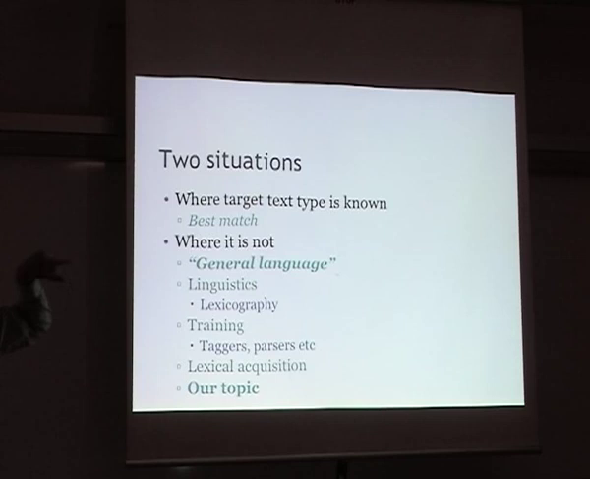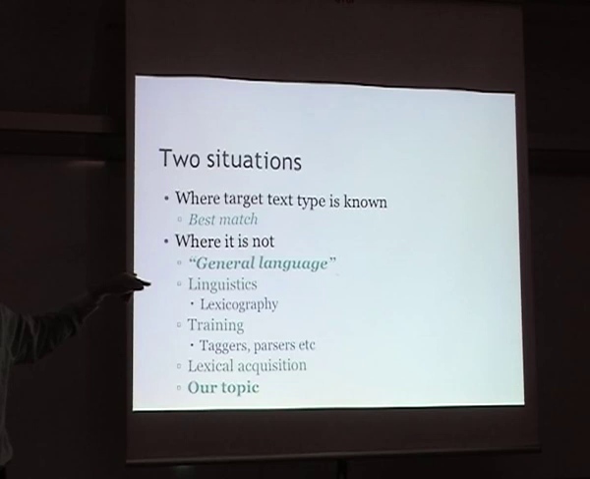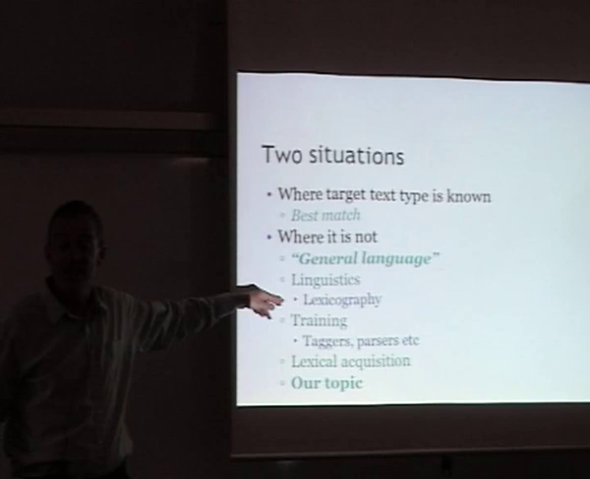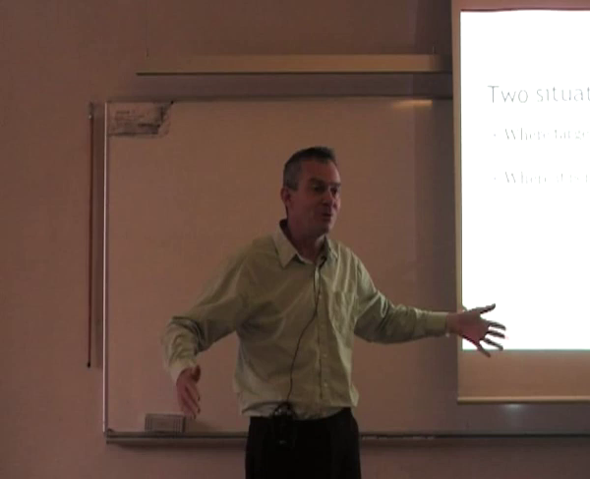But that's not the situation I'm going to talk about. I'm going to talk about the situation where the text type isn't known, where we want to do something about general language. That's usually what we want to do. That's usually what we want to talk about in linguistics. Linguistics really wants to find out what the grammatical constituents of a language are. It doesn't really want to ask what the grammatical constituents of newspaper text are. It wants to ask a broader question than that. That's the usual situation in linguistics, and particularly in lexicography, where it's a central principle of general language lexicography that you want to cover the whole language, all the words of the language.